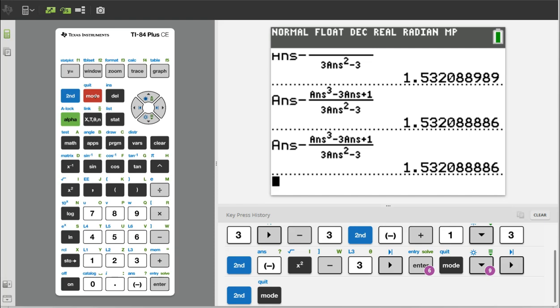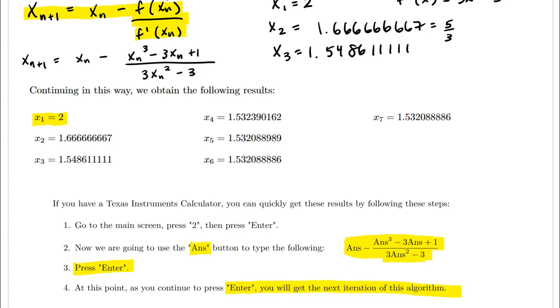And so, as you can see, if you have a TI calculator, it makes this process a lot easier because after you've typed in that expression, if you just keep pressing enter, it should spit out the next x sub n value. Okay, so coming back here, we have found all the way to x sub 7, which is what it asks for. And again, notice that x sub 6 and x sub 7, because we're only spitting out 9 decimal places, appear to be the same value. And if I kept pressing enter, it would continue to spit out the same value.